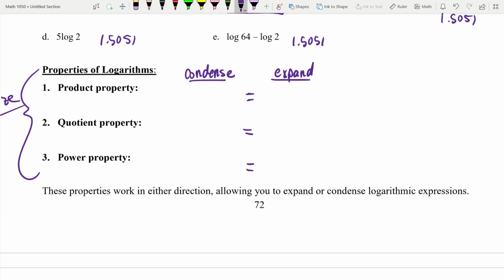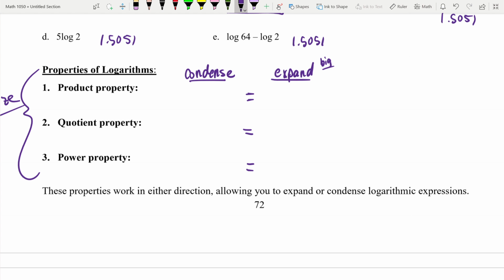Equals and equals on quotient and power. Now I want you to talk to me. If a balloon is expanded, is it big or is it small? It's big. So off to the side on expand, I want you to put big.